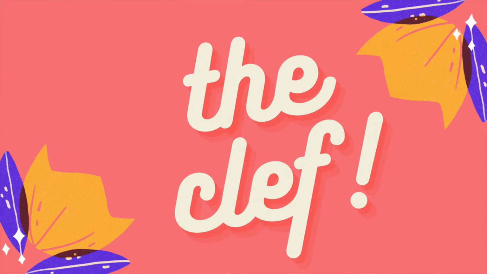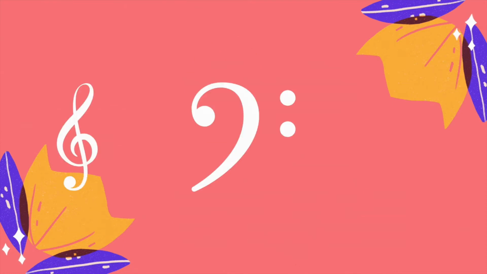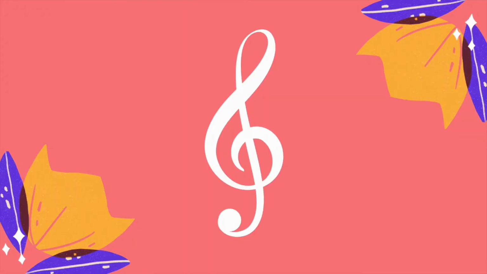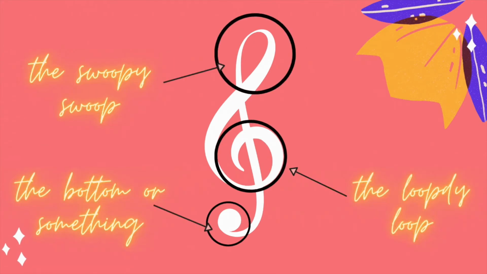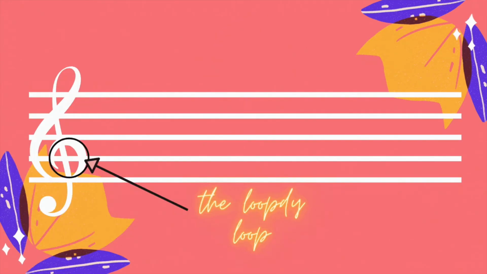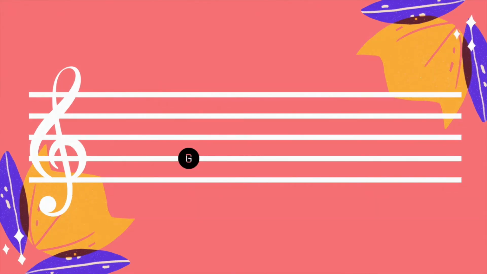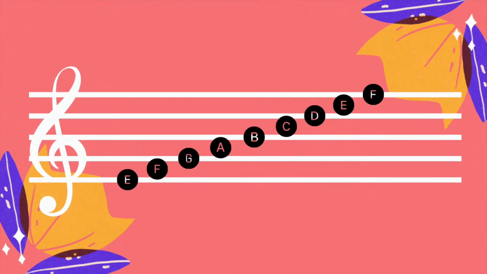There are 3 commonly used clefs: the treble clef, the bass clef, and the C clef. The treble clef looks like this. It's also called the G clef. This is because it shows you where G is. The loop-de-loop circles the line that is the note G. Because G is the last letter in the alphabet, we go back to A and can label all of the notes above. To label the notes below, we go backwards from G.